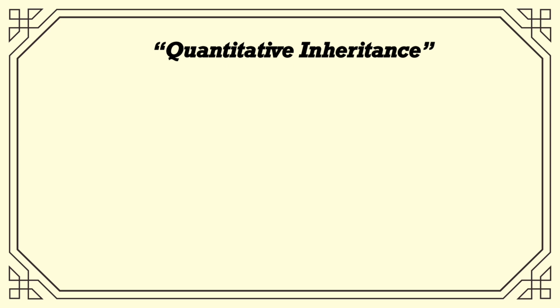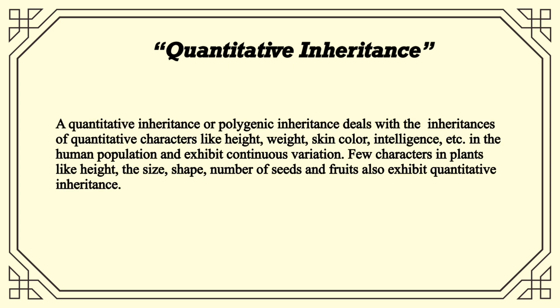The quantitative inheritance. A quantitative inheritance or a polygenic inheritance deals with the inheritance of quantitative characters like height, weight, skin color, and intelligence in the human population, and exhibits continuous variation. A few characters in plants, like height, the size, shape, number of seeds, and fruits, also exhibit quantitative inheritance. In this inheritance, each gene has a certain amount of effect, and the more dominant genes, the more is the degree of expression of a character.